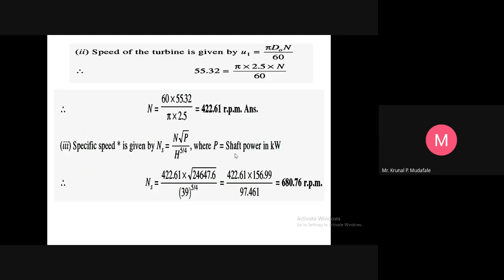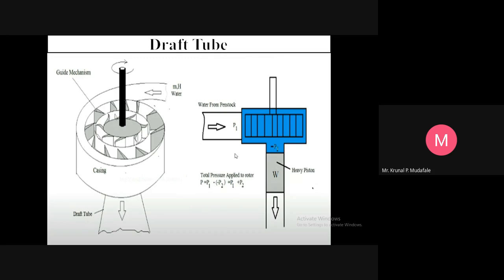Okay, yes, so in this way you have solved these two numericals for the Kaplan turbine. I hope everyone is able to understand this numerical. After that, the next topic is the last topic of this unit, unit number 3, that is the draft tube. What is the purpose of the draft tube? What is meant by the draft tube?